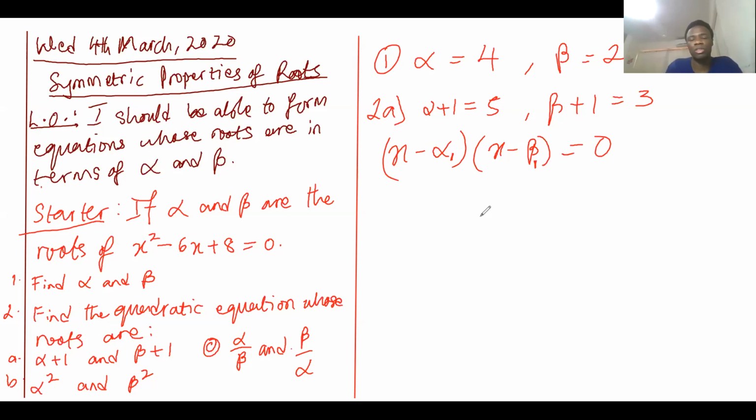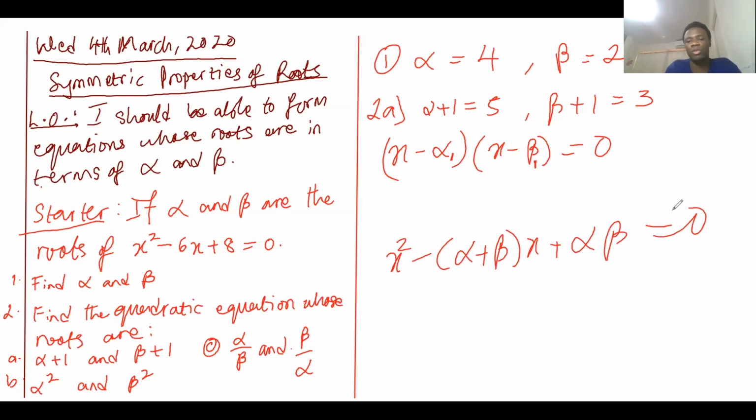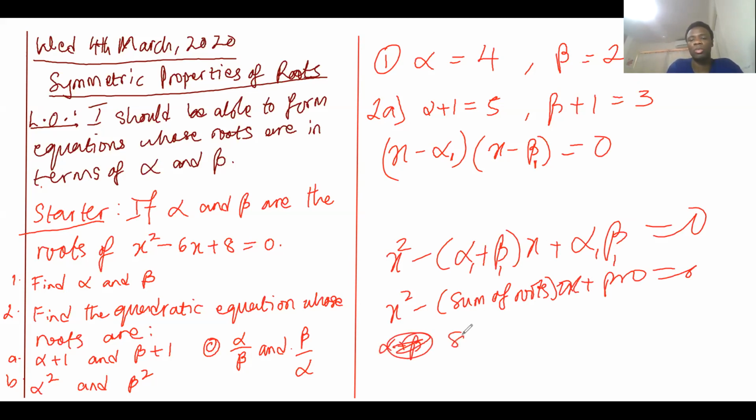If you are using Justin's method, instead of writing x squared minus (alpha plus beta)x plus alpha beta equals 0, Justin, you can make use of this also. You can use alpha 1, beta 1. Or you could just simply say x squared minus sum of roots into x plus product of roots is equal to 0. So rather than working out alpha plus beta, you just work out the sum of roots, okay? Because alpha and beta already represent something. They cannot represent two different things in the same question.